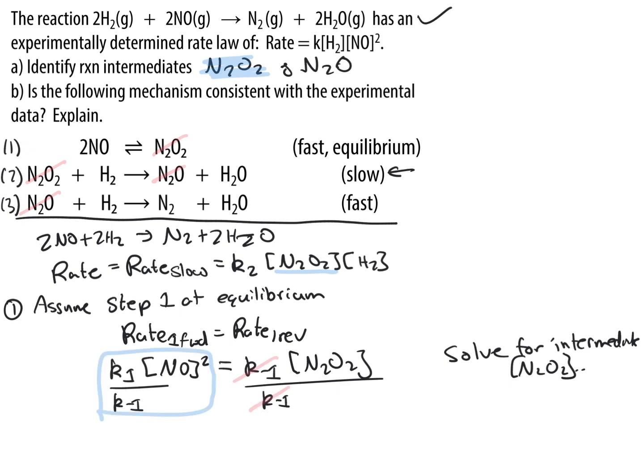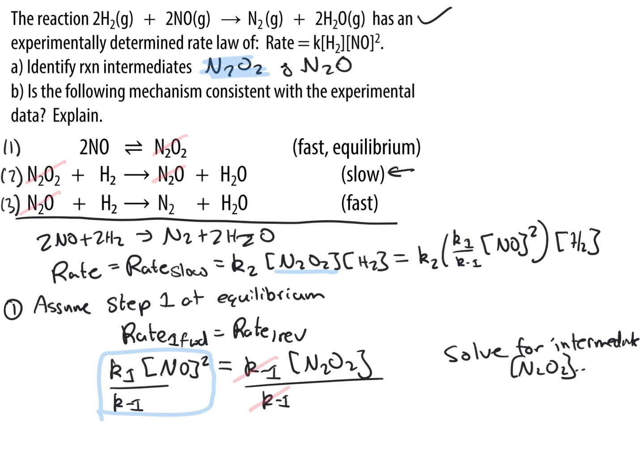We can plug this back in for N2O2. That's always the last step: we take the new equation for the intermediate and we plug it back into the slow step. So let's do that. I'll just write it up here on the line I was on before for the sake of space. So now the slow step is equal to K2 times N2O2. I'm going to plug in my new expression, K1 over K minus 1 times NO, the whole quantity squared. And then I still have what's left, the H2 outside.